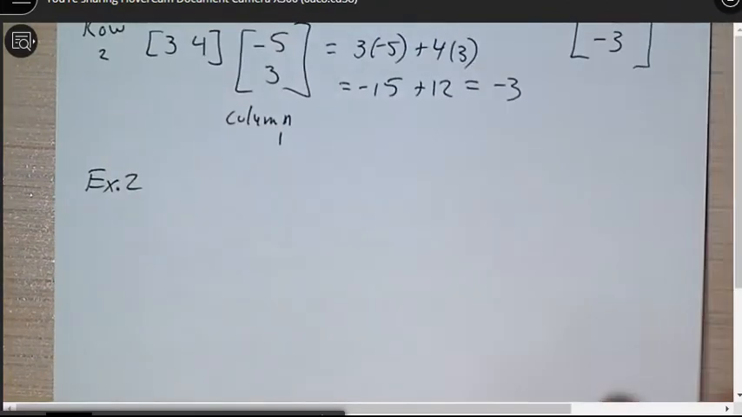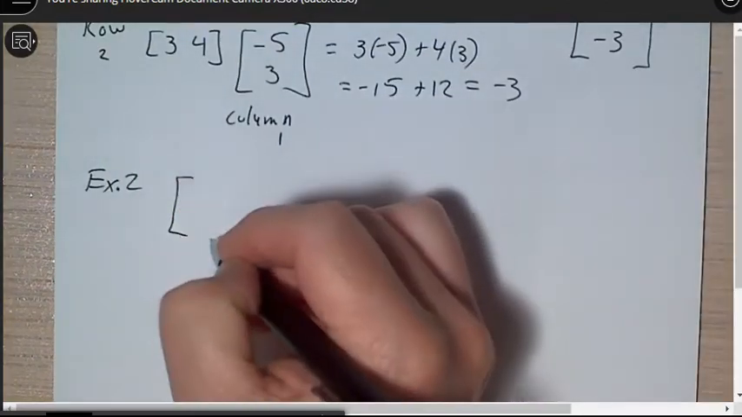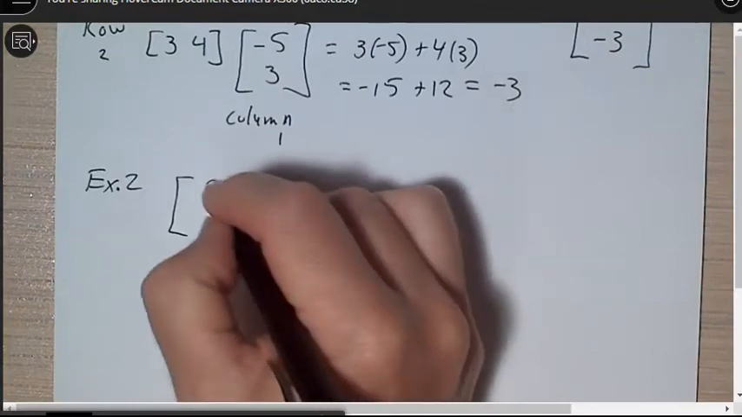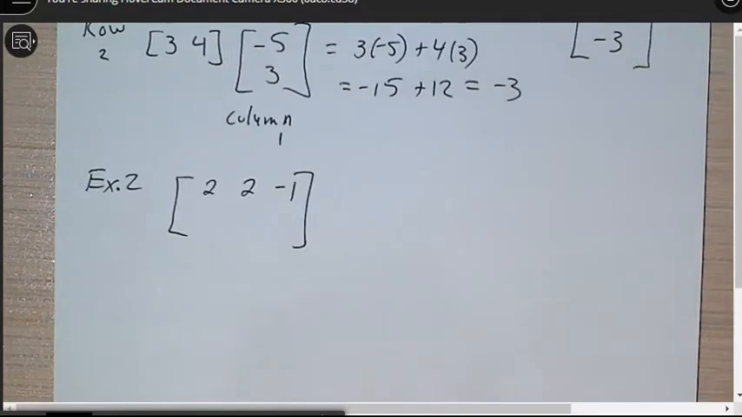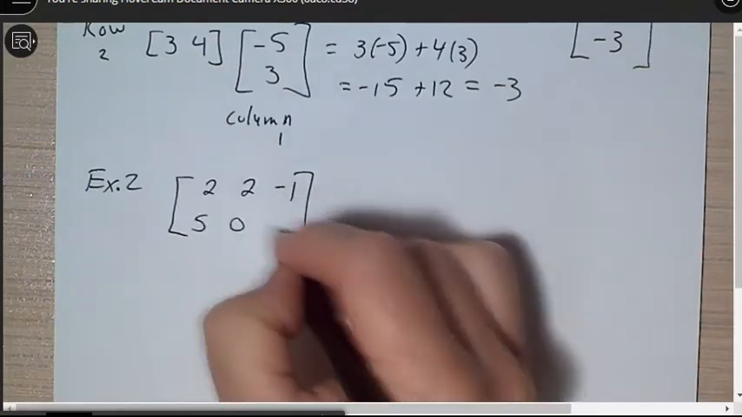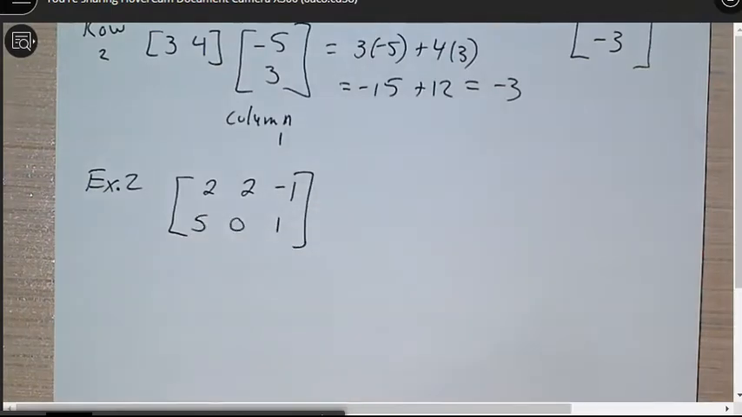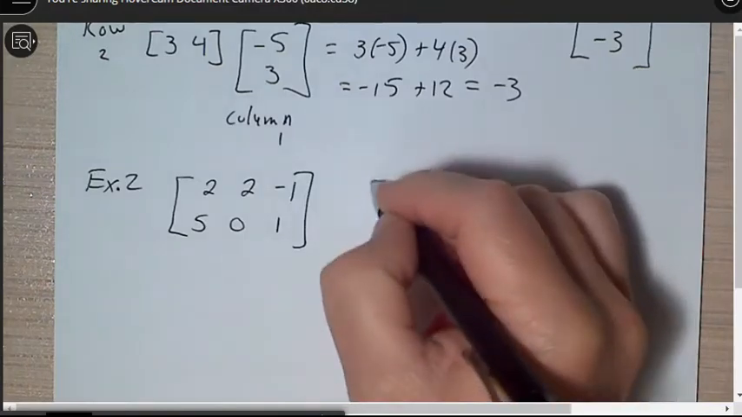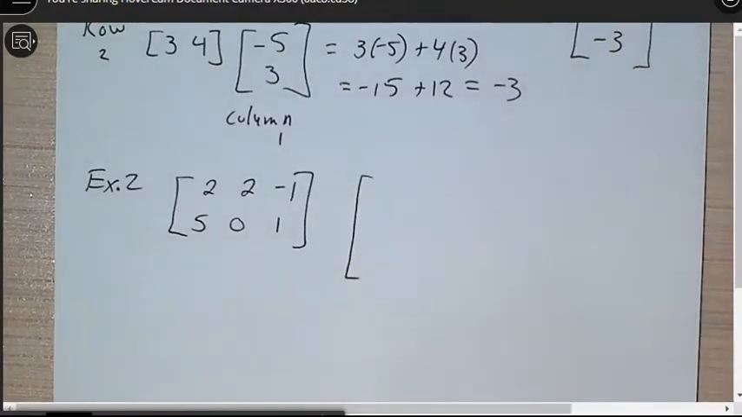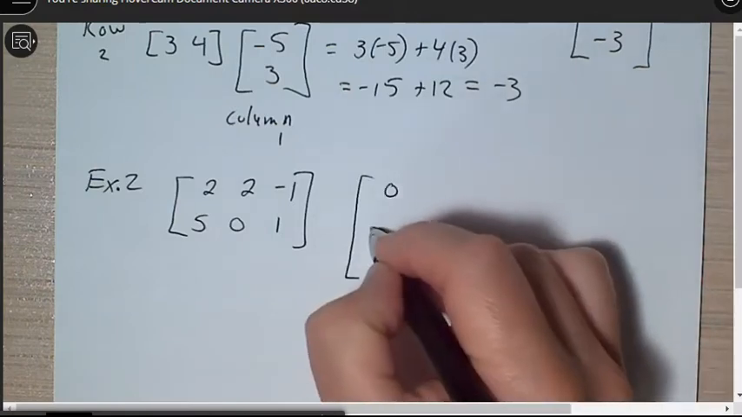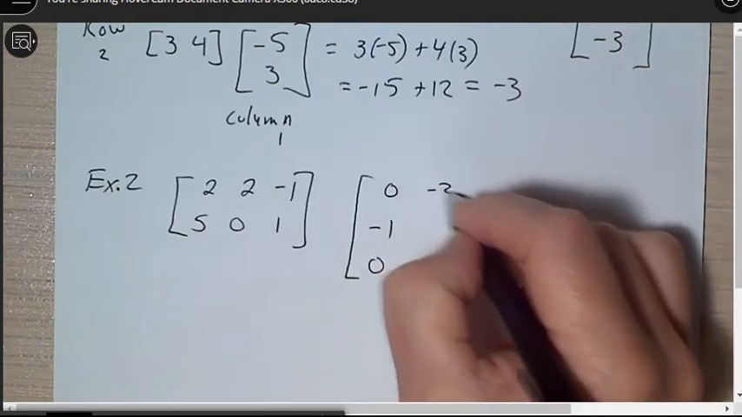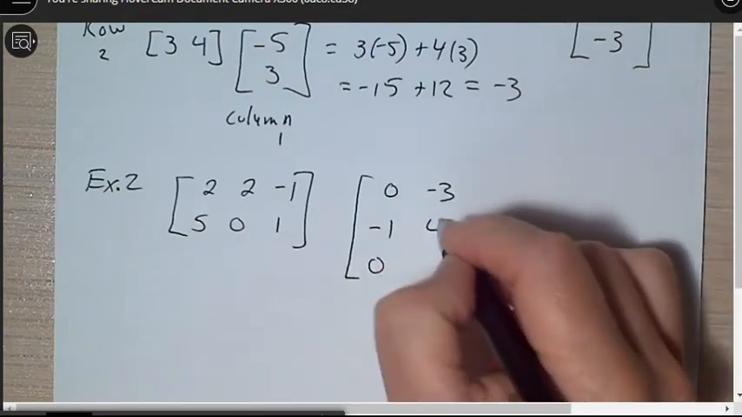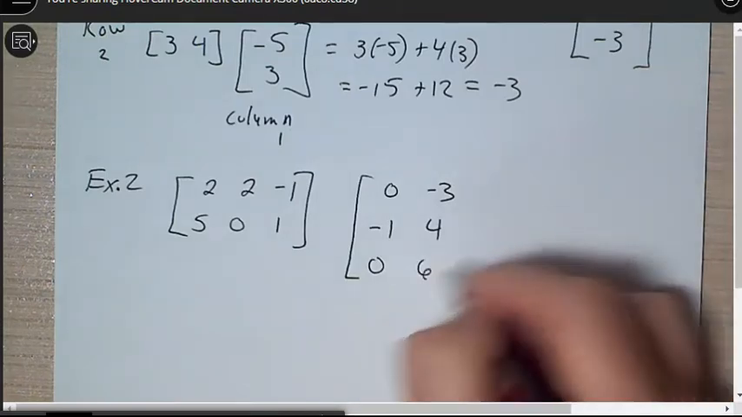All right, so for example 2, let's go with 2, 2, -1, and 5, 0, 1. And we'll multiply that by, let's go with 0, -1, 0, -3, 4, and just to have a different number out there, we'll put a 6.